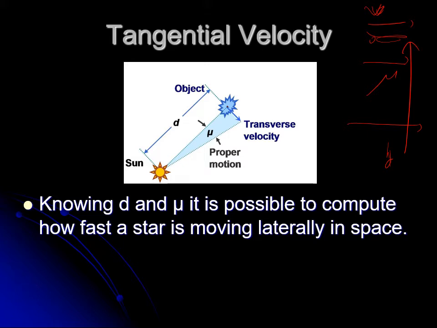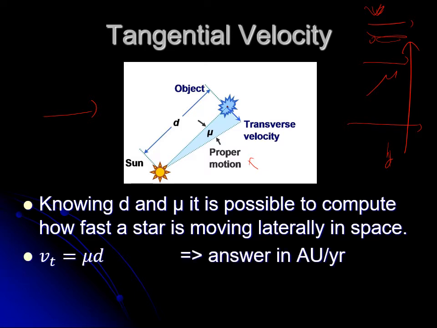So in our diagram over here, we've got the star moving to the side. That's the tangential velocity, or this diagram, borrowed actually from Wikipedia, called transverse velocity. Mu is the proper motion, and then d is the distance. So the relationship is that the actual speed is given by mu times d. So it's a really simple equation. You just multiply the proper motion times the distance. Now, that's measuring distance in parsecs. So the distance has to be in parsecs.